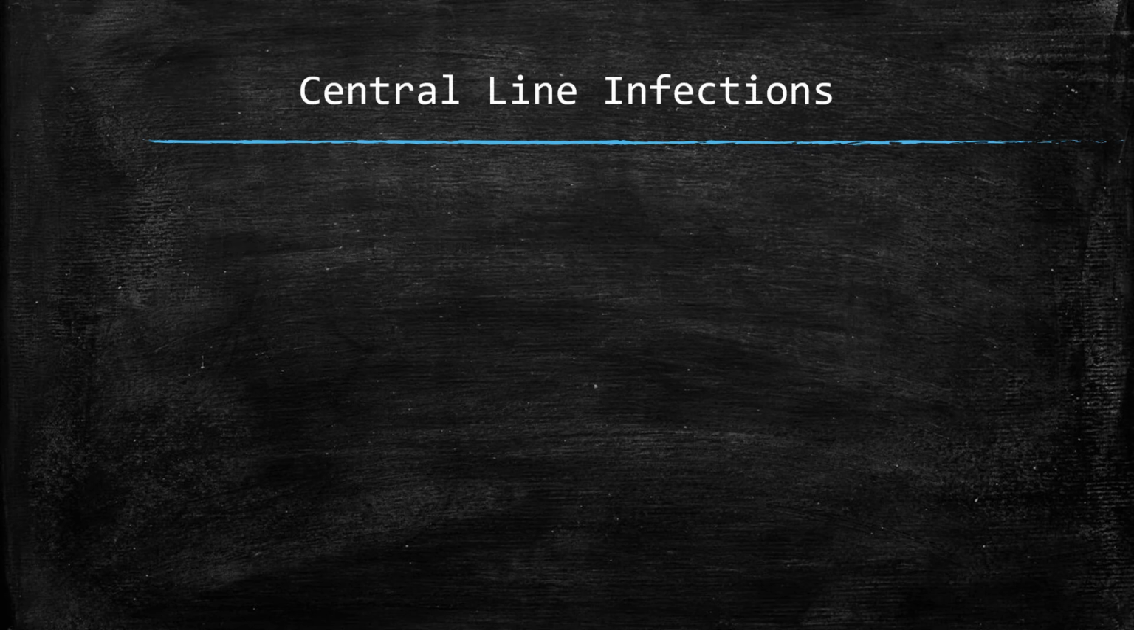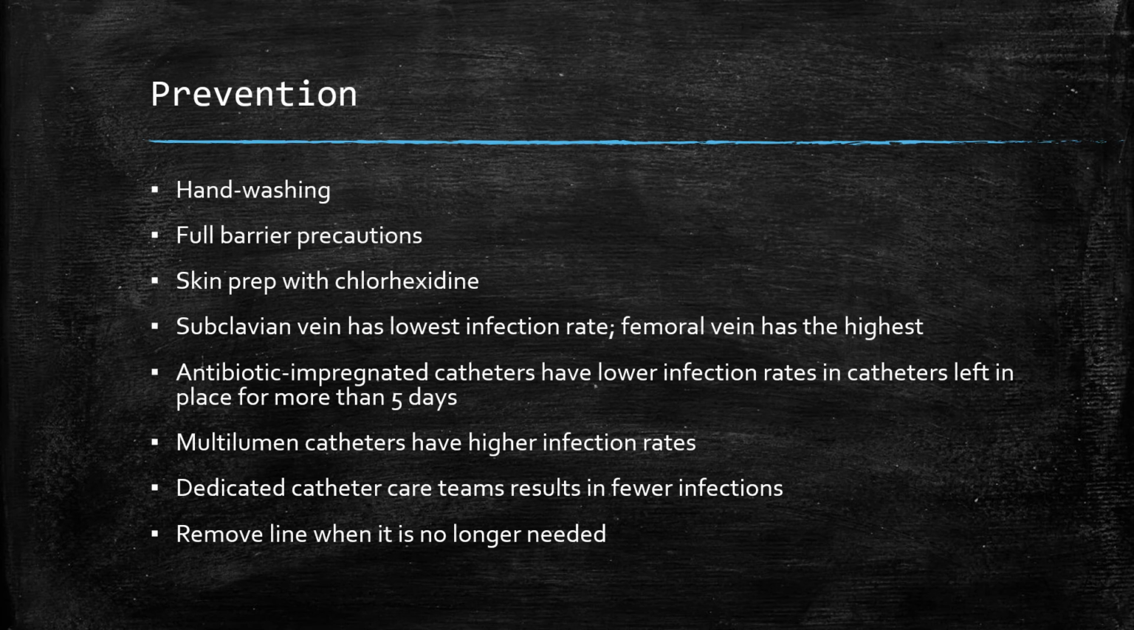Let's finish up by saying a few words about central line infections. Central line infections are another major source of patient morbidity and mortality, and they also greatly increase the cost of taking care of the patient. There are a number of steps we can take to minimize the infection risk. We need to approach central line insertion just like we would a surgical procedure.